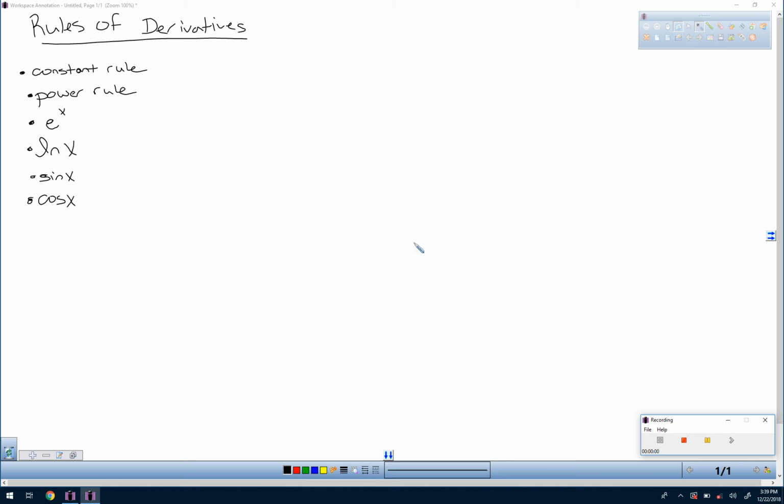All right, so the first rule that we're going to look at is something called the constant rule. And basically what that says is if you have a constant number, like let's say 7, the derivative of that constant, and this is a new notation, the derivative with respect to x, that's what this stands for, the derivative with respect to x. Derivative of any constant is always 0.